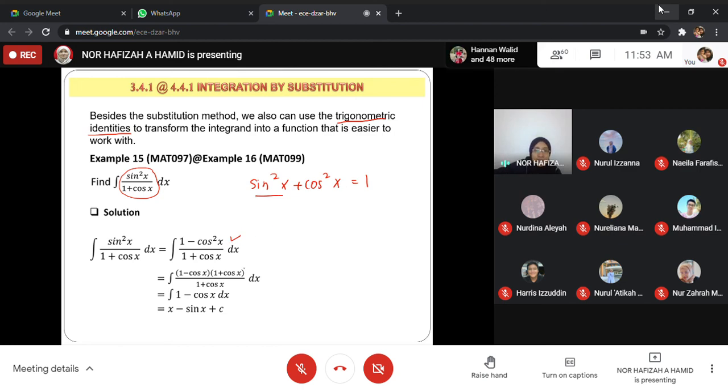Okay, lepas tu you factor, dapat 1 minus cos x times 1 plus cos x. Lepas tu you boleh cancel and you left with 1 minus cos x. Okay, so integrate dapat x minus sin x plus c. So ni punya final answer. Okay, so nanti you kena refer balik lah. Ada trigonometric identities, dia ada beberapa identities yang masa chapter masa sem 1.